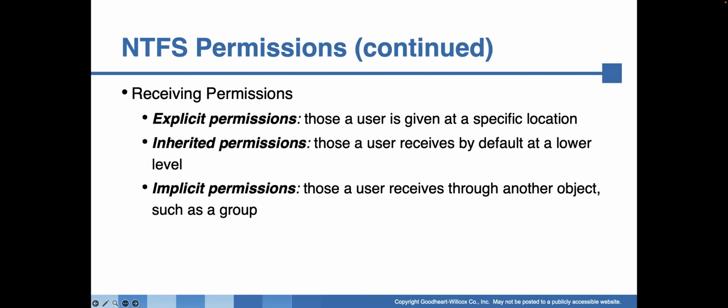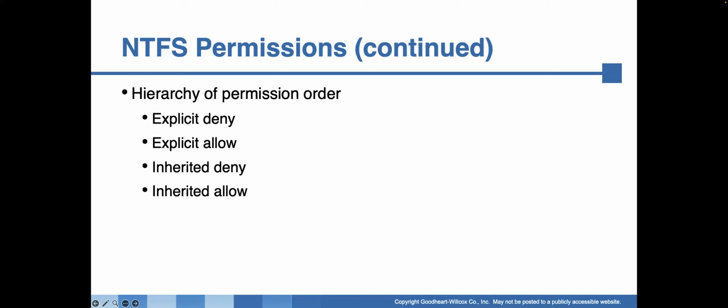Receiving permissions. Explicit permissions are those a user is given at a specific location. That is the explicit permission. Inherited permissions are permissions a user receives by default at a lower level. Implicit permissions are permissions a user receives through another object, such as a group, meaning that if a user is a member of another group or another business unit, he or she can actually receive what is called an implicit permission. Hierarchy of permission order under the NTFS permission: you have the explicit deny, explicit allow, inherited deny, and inherited allow.